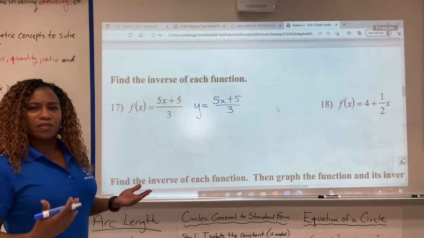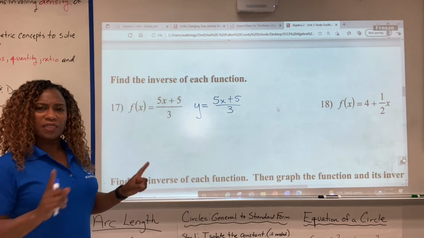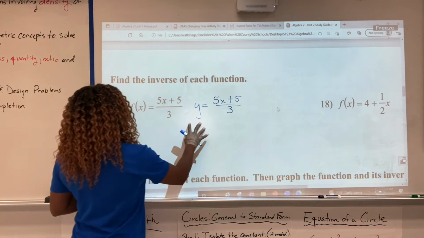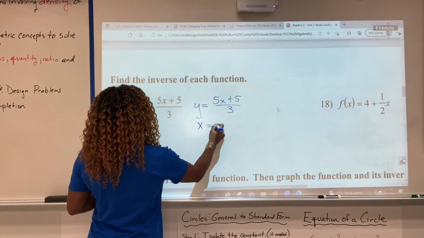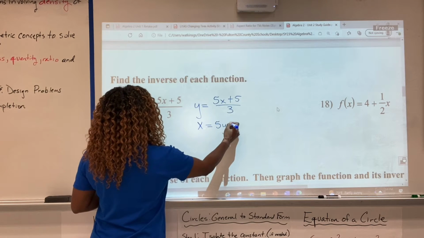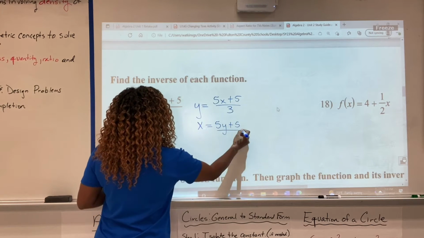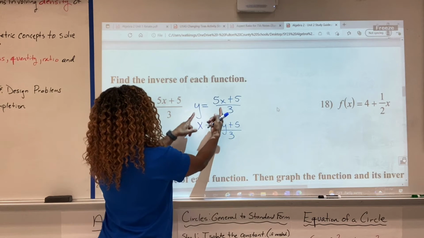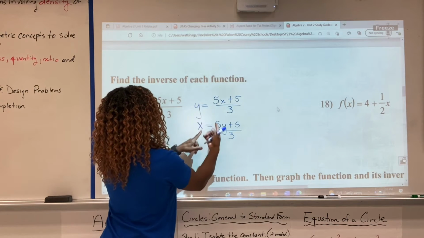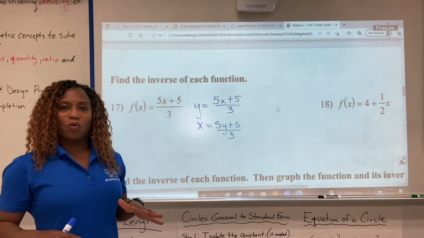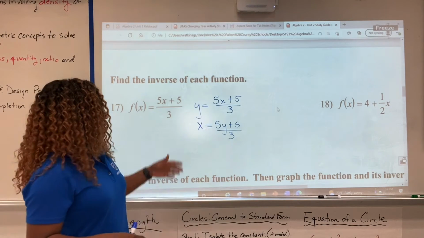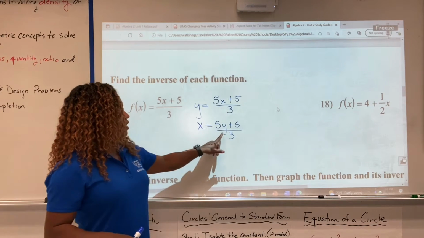Step 2 just tells us to switch the x and the y values. So what that means is I'm going to rewrite this as x equals (5y + 5) divided by 3. So all I did was switch the x and the y. And then step 3, that's where we solve for y. So that's where the work actually comes in.